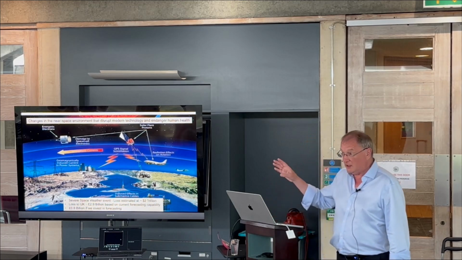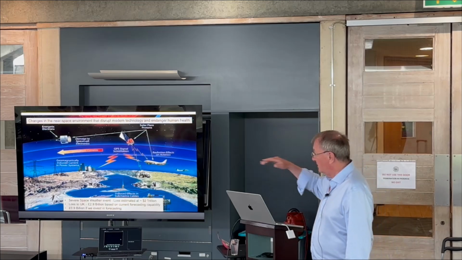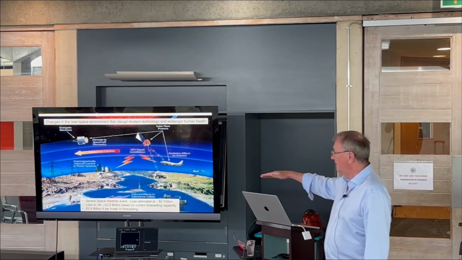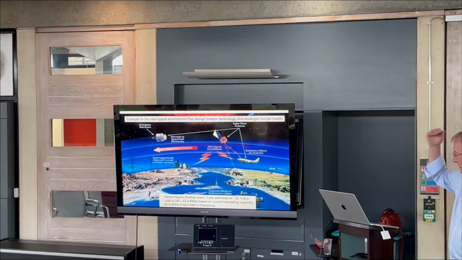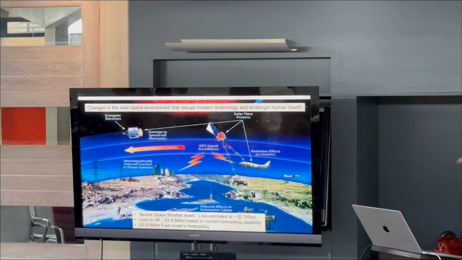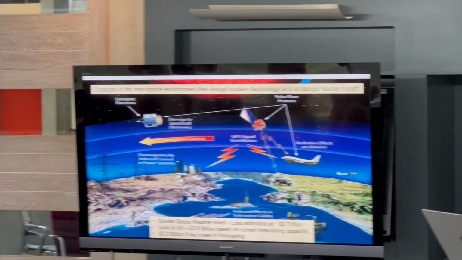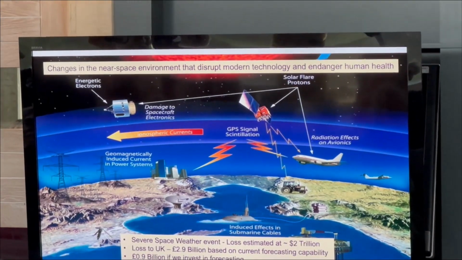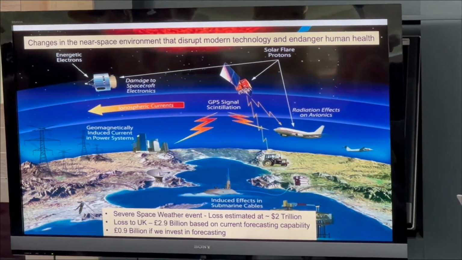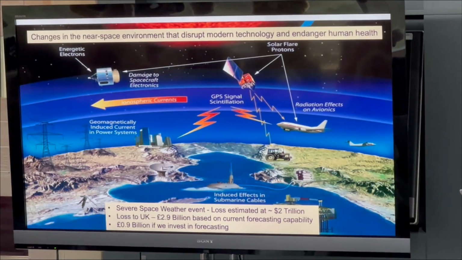Okay, and let me just give you a financial input. There was an American study done back in about 2009, which estimated that a severe space weather event, if it took place, could end up with something like $2 trillion in losses. Now, a lot of us feel that was an estimate, and it was done a long time ago, and I think we've refined that down a bit.